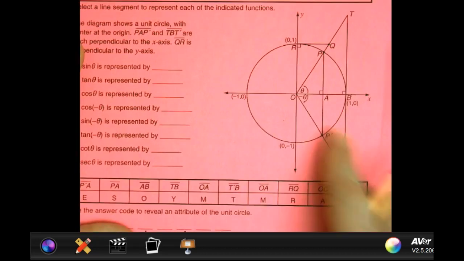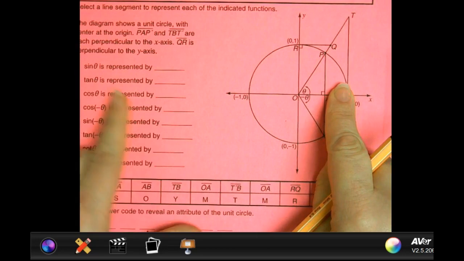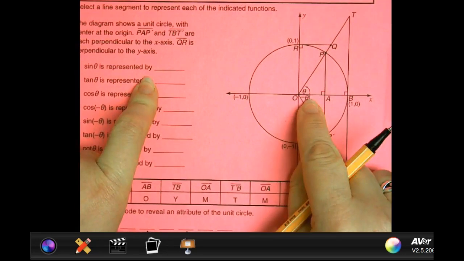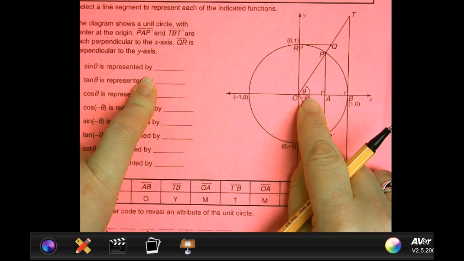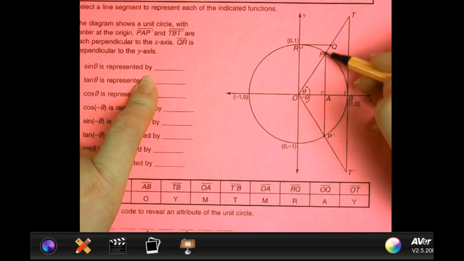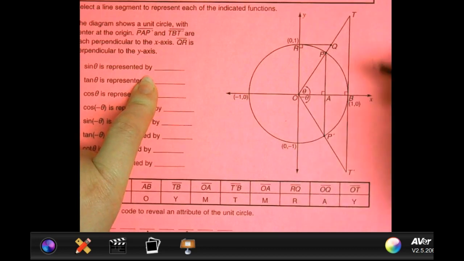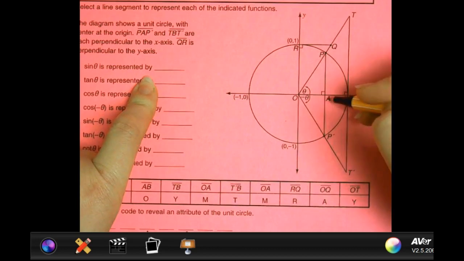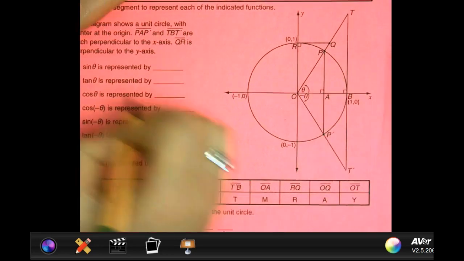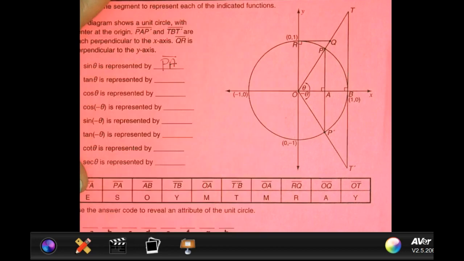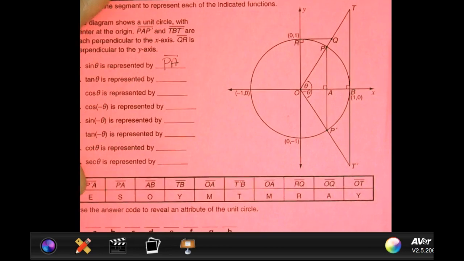It gives me this picture over here, and it says sine theta is represented by blank. Well, this is theta. So you should know by now which segment would represent sine theta. What would it be? Opposite, PA, over OP, which is just 1. So it's just the length of line segment PA, the y value on the unit circle. So sine theta is represented by line segment PA. You name a line segment with 2 capital letters and a line segment above it.